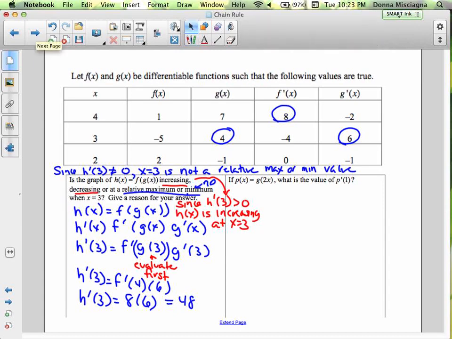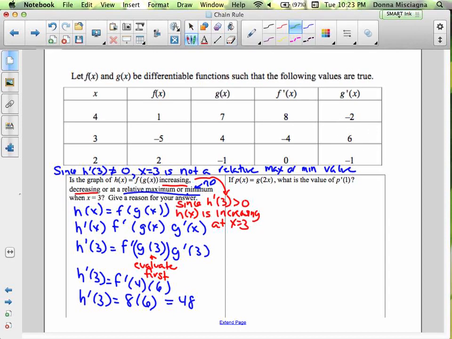All right, so now let's answer the next question. If p of x is equal to g of 2x, what's the value of p prime of 1? All right, so we have a composite function. I'm going to erase this so we don't get confused. Now write in a new color. All right, so p of x is g of 2x. That's a composite function. You need to use the chain rule. Every time you see a composite function, you think chain rule if you're taking the derivative.